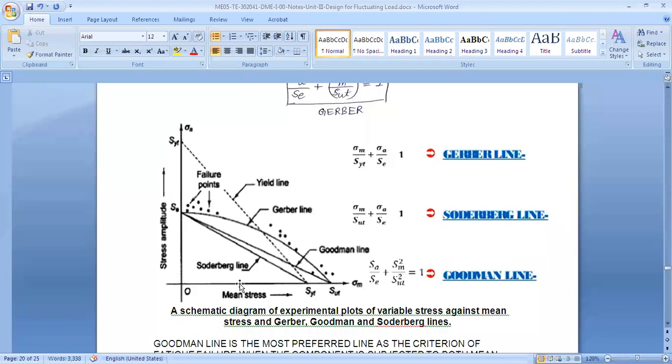Now we'll talk about something called the Soderberg modified Goodman line. So this Goodman line we have to modify a little bit. Now why we have to modify it? We'll talk about it. But before that, let's try to understand the equations of these three curves.